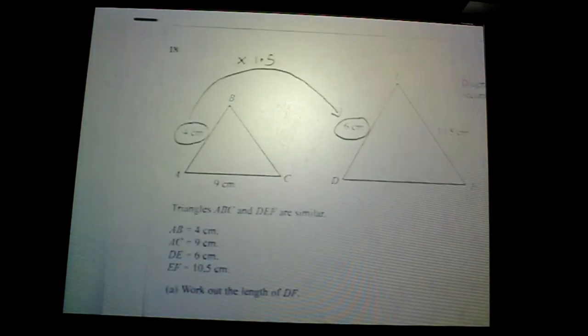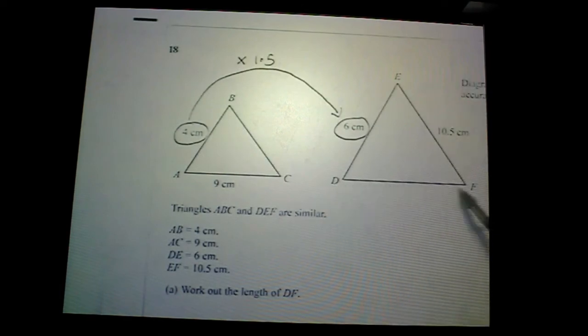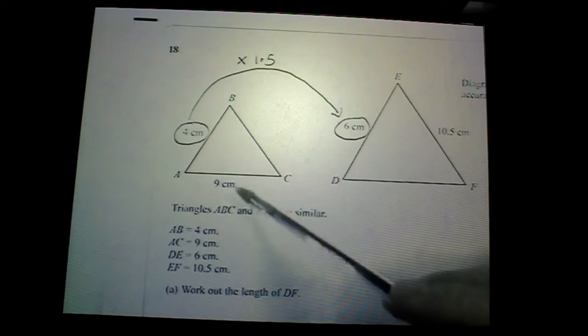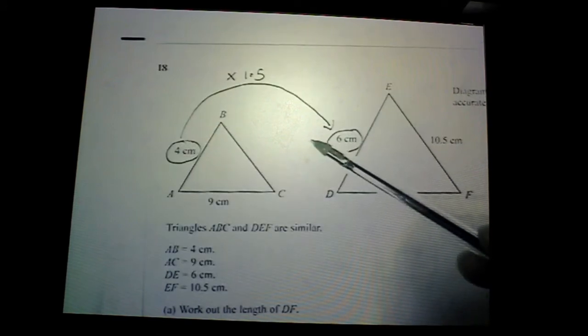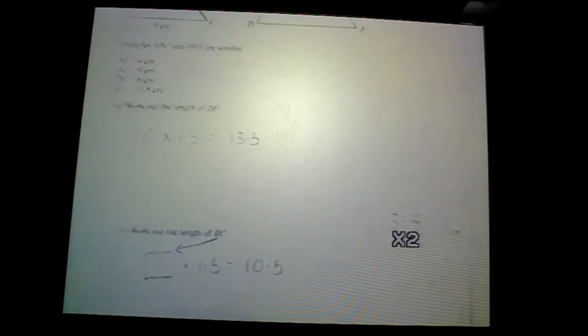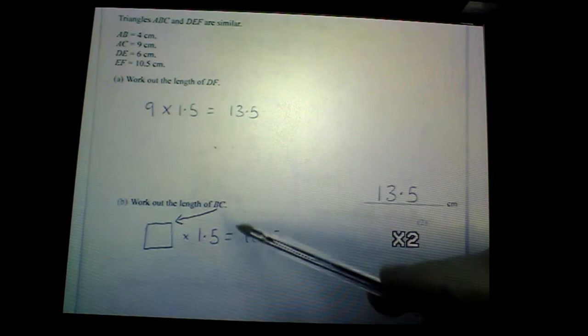So to find the length of DF, which is the bottom one here, you do 9 times 1.5. So 9 times 1 is 9. A half of 9 is 4.5. So 9 add 4.5 is 13.5, which is how you work that one out. The bottom one, the length of BC.